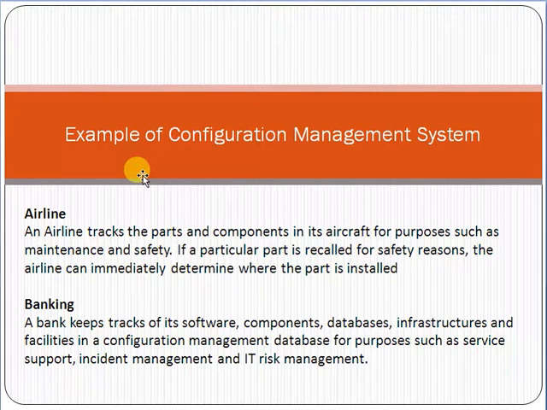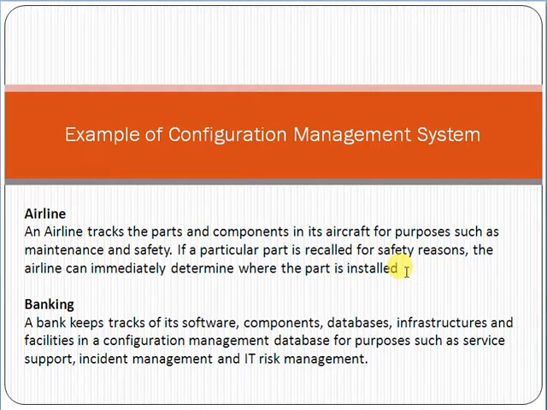Example of configuration management: one example is an airline. An airline tracks the parts and components in its aircraft for purposes such as maintenance and safety. If a particular part is recalled for safety reasons, the airline can immediately determine where the part is installed. That means the airline is using a proper configuration management system. They know which part is installed in which aircraft. If it has any problem, how can we replace or recall that particular part, and what was the problem.